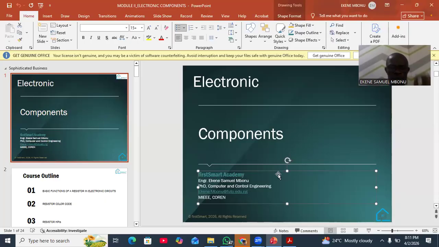This is Module 2. Today we are looking at electronic components. We are taking resistor as a case study. Previously, we noted that electronic components can be divided into two major categories: passive components and active components.